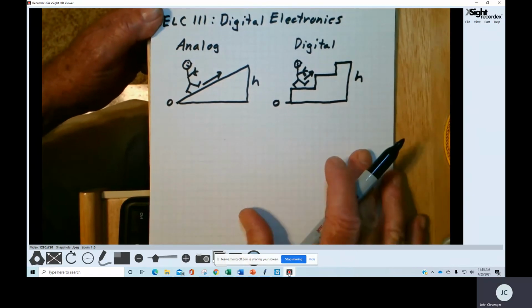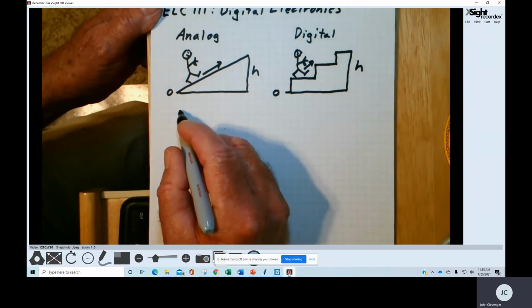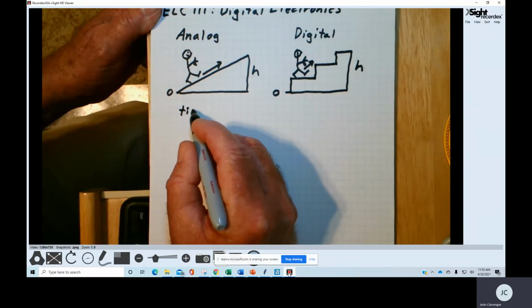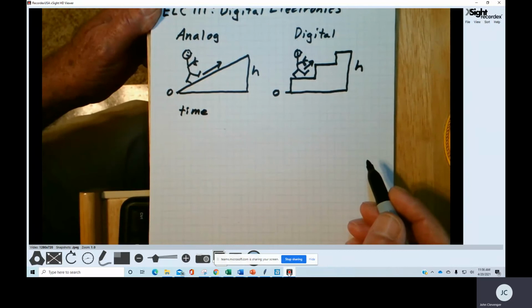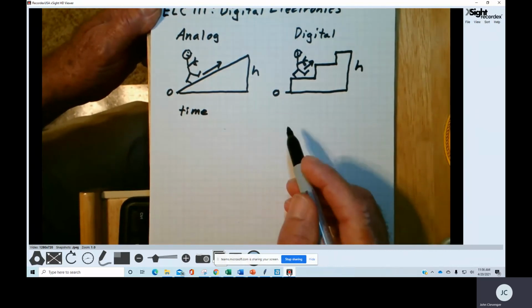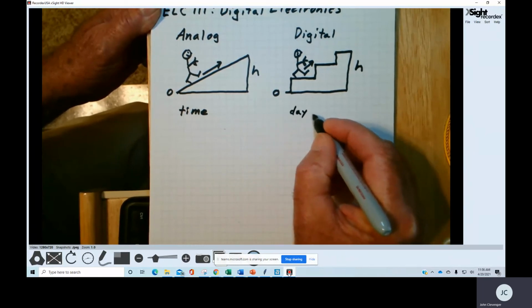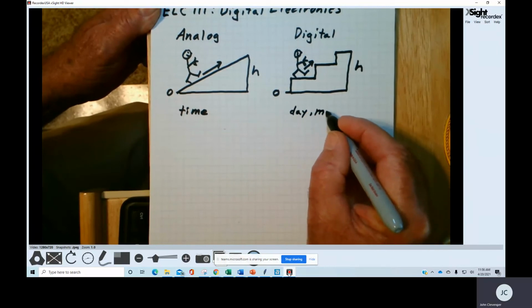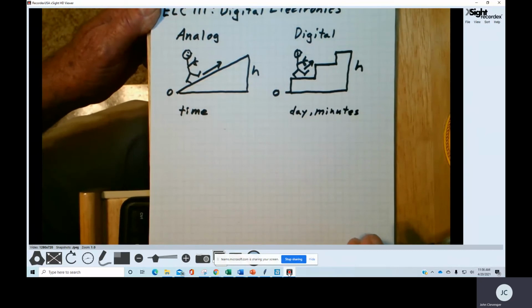So we think about analog quantities, and of course we see an example of height, but another example of an analog quantity would be time. Time is a continuously varying quantity. There are no set points or set levels. However, we can digitize time if we think about days or minutes or hours or seconds, and we can break this down into smaller units of milliseconds and microseconds and nanoseconds.